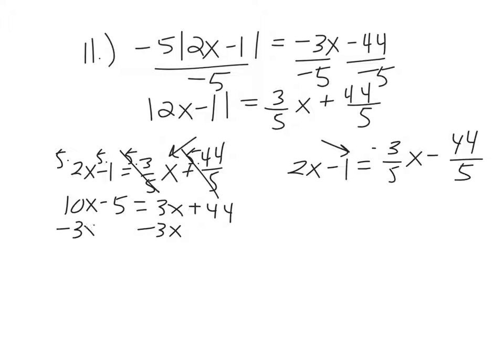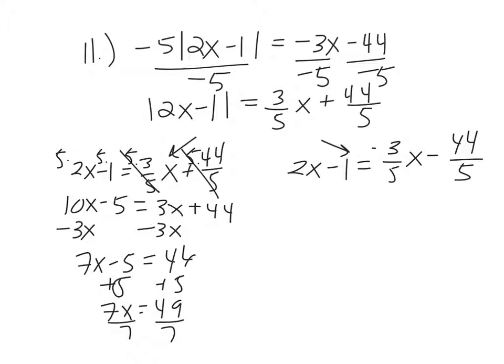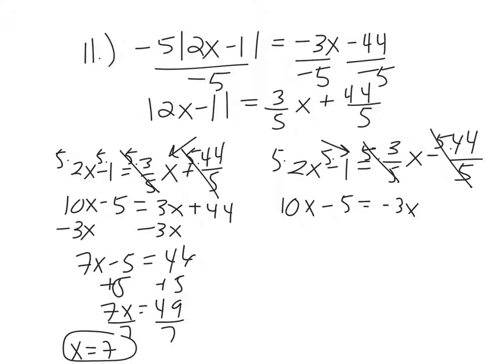giving me that x, oops, I'm thinking ahead, that should be 44 still, giving me 7x equals 49, and x is 7 for my first equation. Same thing here, I want to get rid of the fractions, so I multiply every single thing by 5, and I get 10x minus 5 equals -3x minus 44.